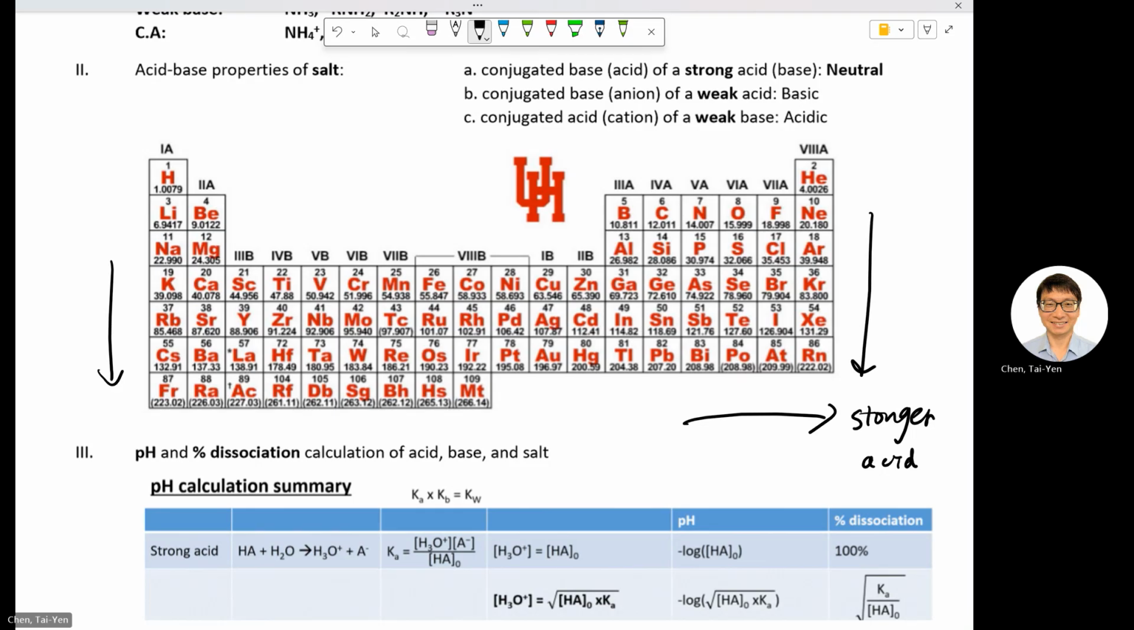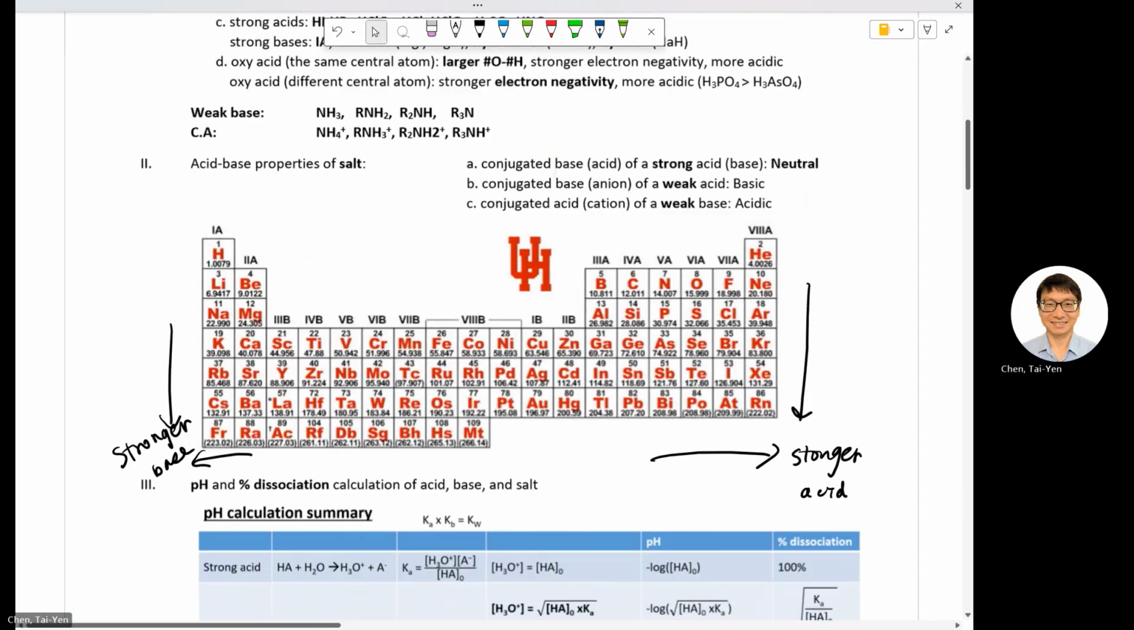Similarly, the periodic table is designed in a way that groups things based on their properties. That's why I say using your periodic table is very, very good for your exam. So that's the rule number 2. You just need to know: to the right, to the bottom, stronger acid; to the left, to the bottom, stronger base. This can always help you to solve some questions.